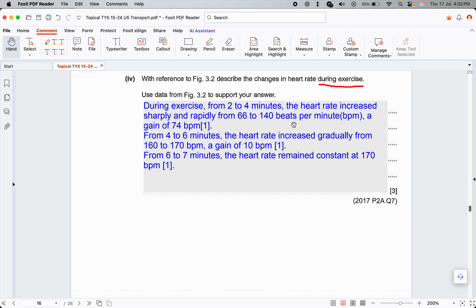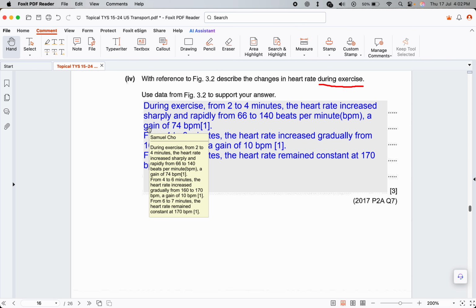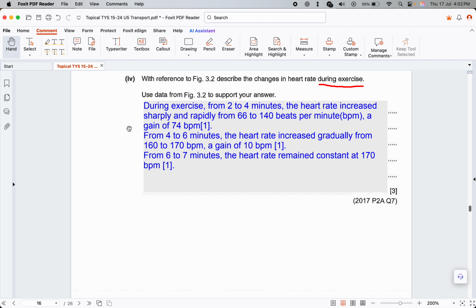So for me, I like to use two words. I use increase for the first word and then gain for the second. I find it a bit of a mouthful to say increase and increase. It sounds a bit weird. Then from 4 to 6 minutes, the heart rate increased gradually from 160 to 170 BPM, a gain of 10 BPM. From 6 to 7 minutes, the heart rate remained constant at 170 BPM.